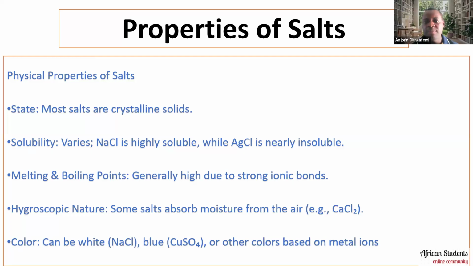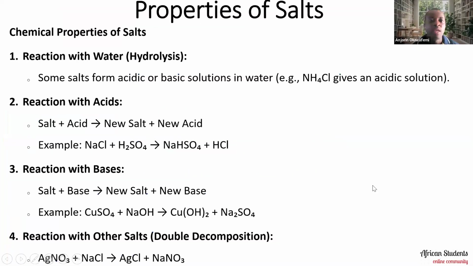Now, in terms of their hygroscopic nature, some salts absorb moisture from the air. An example is calcium chloride, and it can be very useful in the lab because we use it as a drying agent. Okay. In terms of color, they also vary in color. Some salts are white, like sodium chloride. Some are blue, like copper sulfate, and others have colors based on the metal ion that is a component of the salt.